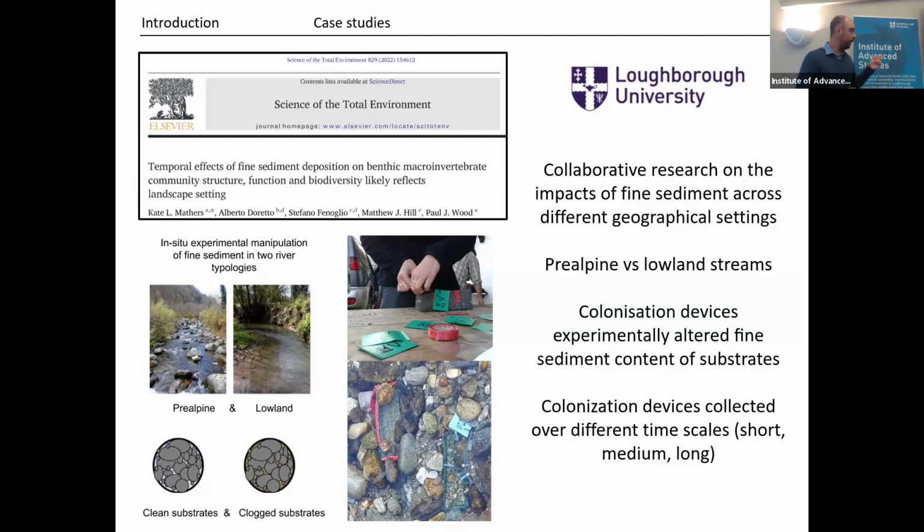In particular, in this study, again, we adopted a manipulative experimental design. We created some colonization devices, for example, small cages or cylinders. Some of them were filled only with gravel. They were the clean substrate, and some of them were filled with gravel and also fine sediment, the clogged substrate. All the colonization devices were placed in the rivers and then collected over different time scales, short, medium, and long term.